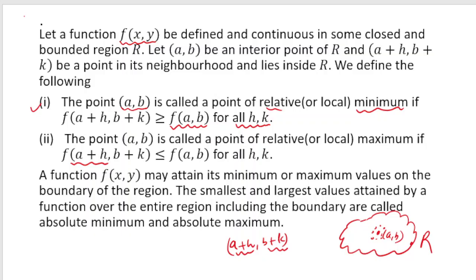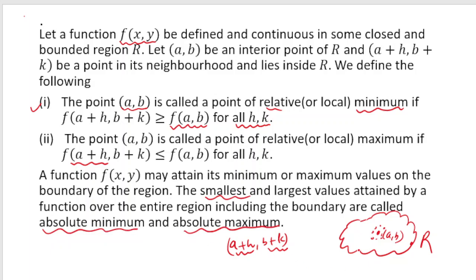A function f of x comma y may attain its minimum or maximum values on the boundary of the region also, because when I was talking about this, I was talking about the point being an interior point, but it may attain its maximum or minimum value over the boundary of the region also. So the smallest and the largest value attained by a function over the entire region including the boundary are called absolute minimum or absolute maximum respectively, right?